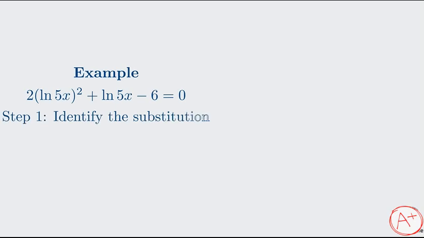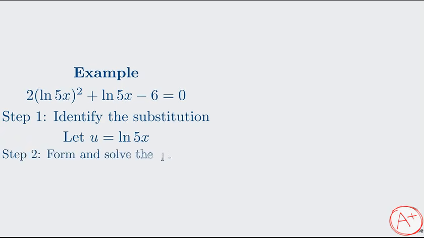Next, we tackle a logarithmic equation. Solve 2 times the square of the natural log of 5x plus the natural log of 5x minus 6 equals 0. Step 1. Identify the substitution. The repeating term here is the natural log of 5x. Let u equal the natural log of 5x.